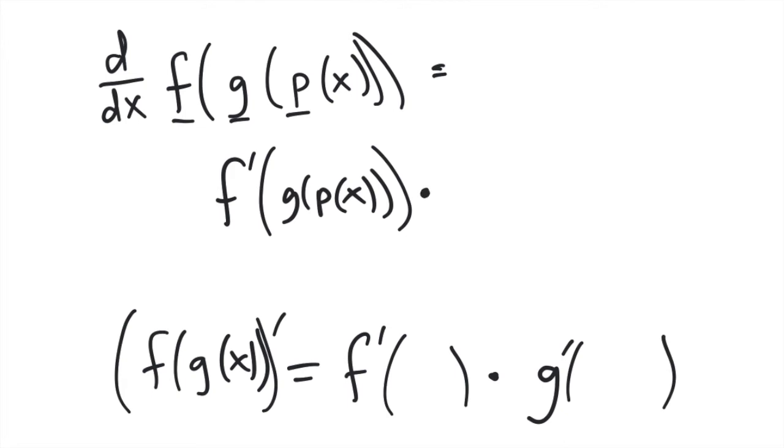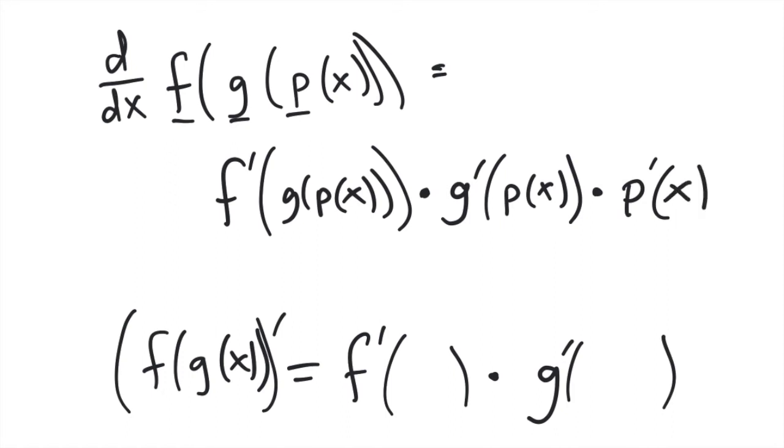Then we would multiply by g prime, but it's not g prime of x this time. Now it's g prime of p of x. And then we still don't have a p prime yet, that third function, so we also need to multiply by a p prime of x. And you can imagine what would happen if we had 4 or 5 layers, which gets pretty big and complicated. If there were 5 layers, you would end up having 5 different derivatives multiplied together, and then just copy and pasting those inputs.